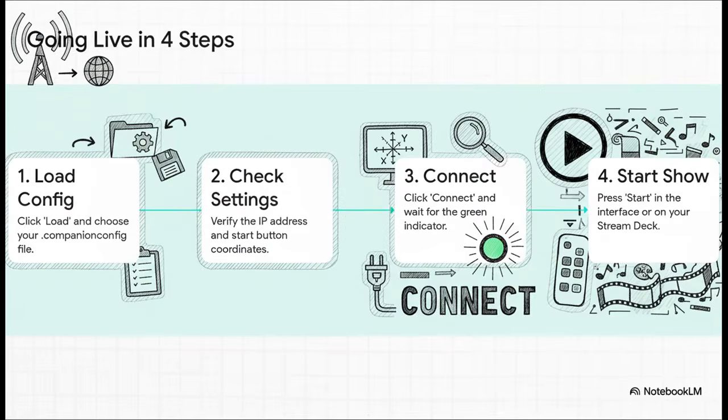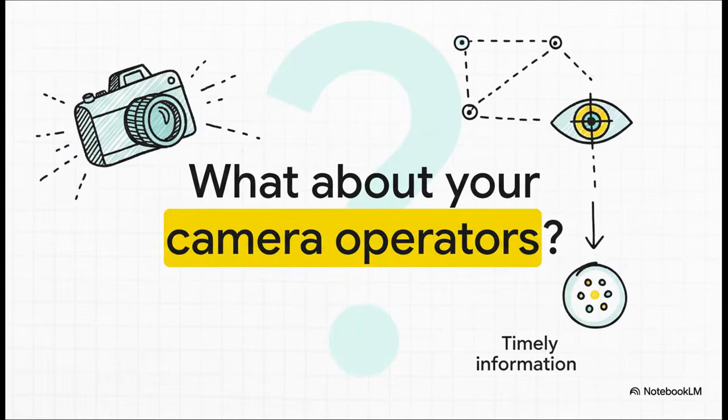Getting the show live is just a simple 4-step process. First, you load your configuration file. Second, give your settings a quick little check to make sure everything looks right. Third, you hit connect and wait for that really satisfying green light. And finally, you press start, either in the interface or on your Stream Deck, and your entire automated show just begins to roll.